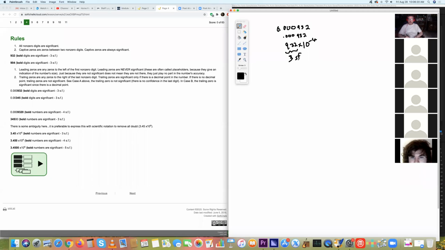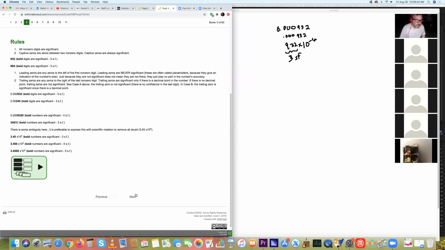Anybody got any questions? So what that means is the zeros out the front aren't significant. The purpose of those zeros is to define the size of the number, because we know that 9.32 is a whole lot different from 0.000932. Okay.